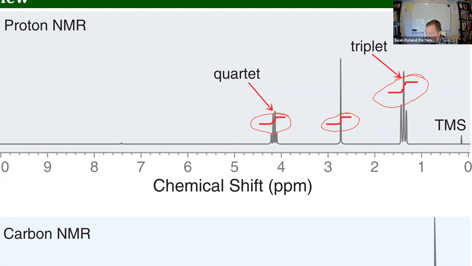And if we have a quartet, that means that it's next to something with three hydrogens. So a quartet usually indicates that it's next to a CH3 group. And a triplet usually indicates it's next to a CH2 group.